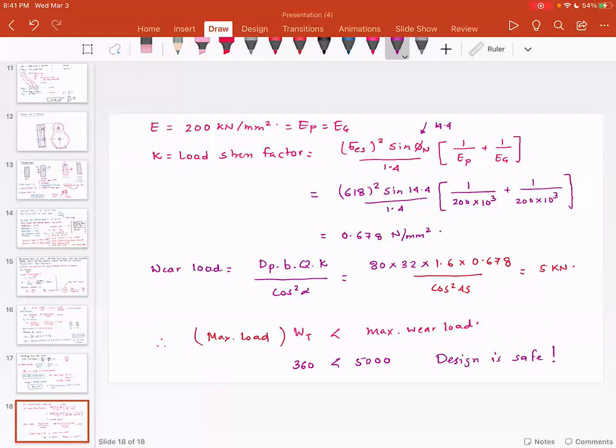So again, there are various options available to us when we design, but we'll start with a very simple approach, and then we'll try to look at more complicated designs.